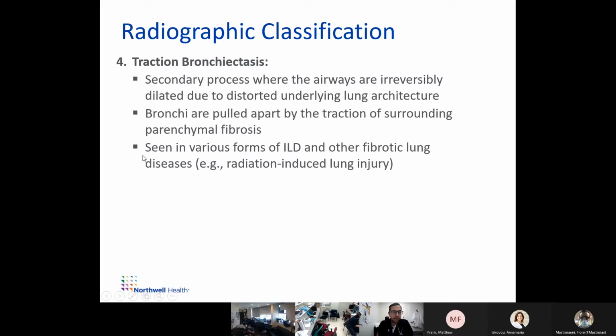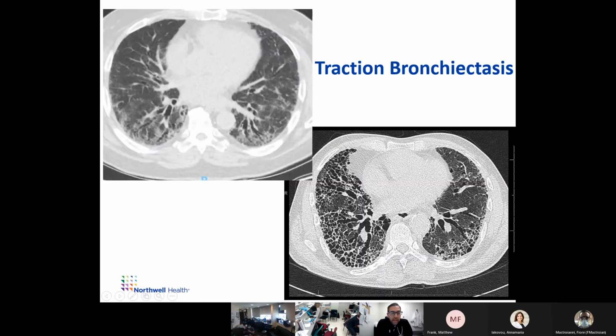This is actually a patient I have who has idiopathic pneumonia with autoimmune features, who we're treating right now. He's on chronic prednisone and he's on nintedanib therapy. You can see these dilated airways, the traction bronchiectasis, and the traction is secondary to the underlying parenchymal lung disease, not a primary process. These patients with traction bronchiectasis don't have the classic recurrent infections and sputum production as the other bronchiectasis patients.